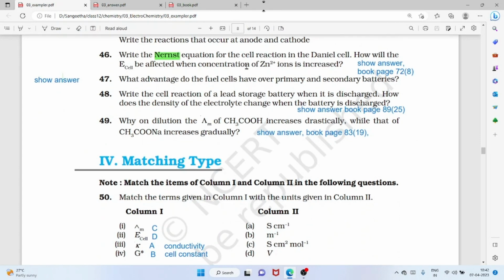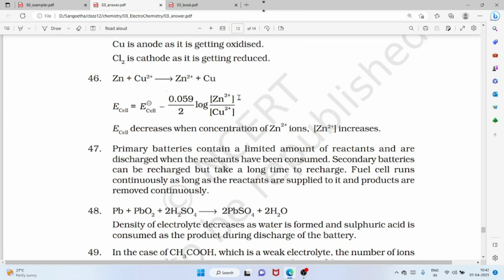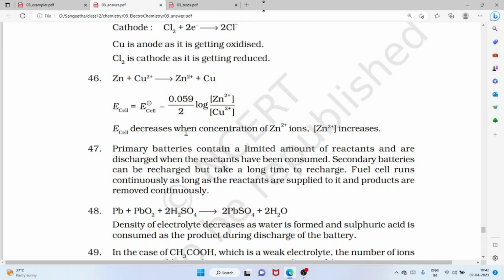Write the Nernst equation of this cell reaction. How will it be affected if the concentration of the zinc ion increases? In this equation, if this concentration increases, this value will increase, so the overall cell potential will decrease.